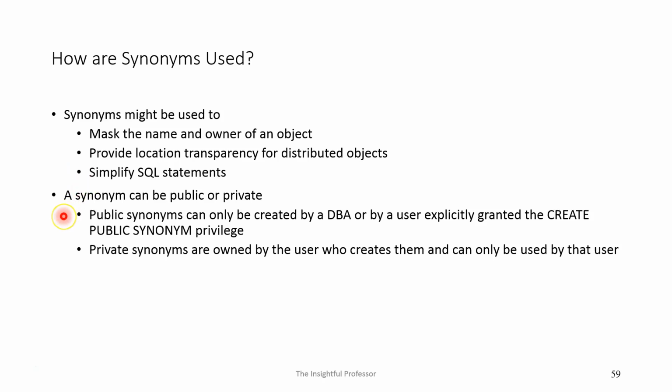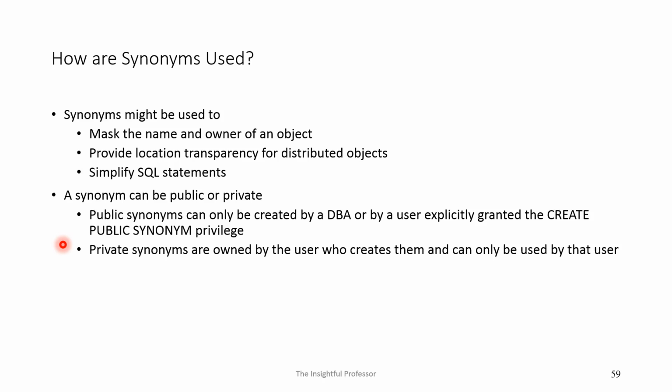Okay, a synonym can be public or private. Public synonyms can only be created by a database administrator, and then they can be available for use by everyone within the database. This requires a special privilege called Create Public Synonym. Private synonyms would be a synonym that perhaps you or I might be able to create, provided we had the Create Synonym privilege.